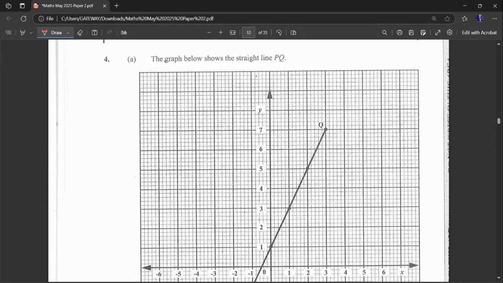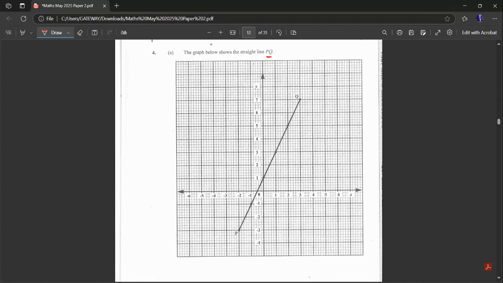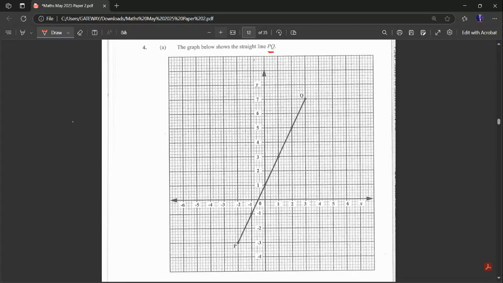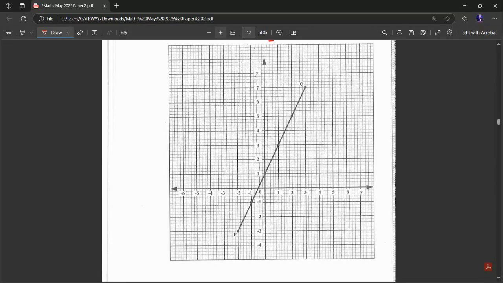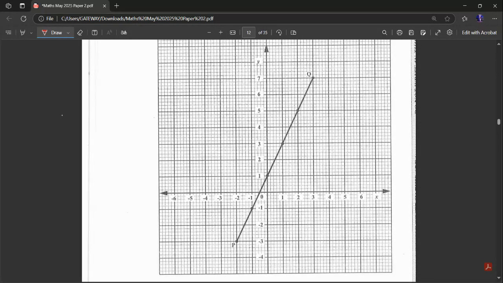Question 4 here, they say the graph below shows the straight line PQ. Now we read the first part of the question, but straight away from this graph here, we can get the y-intercept, which is this point here. If you go to read off that, you would have to come down, come down here.